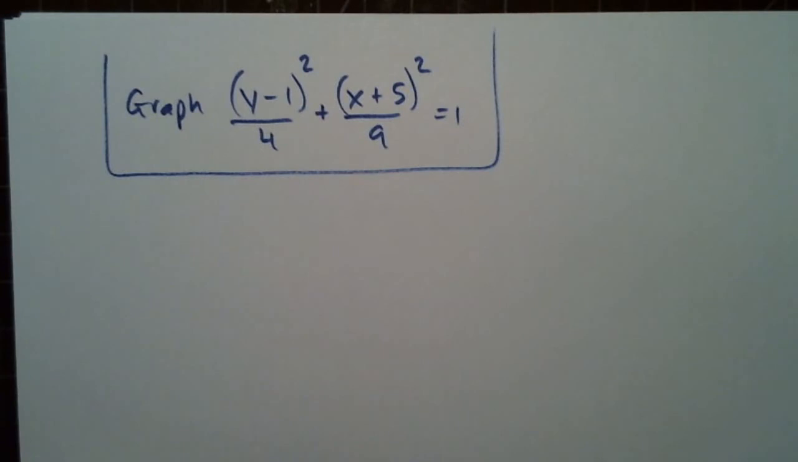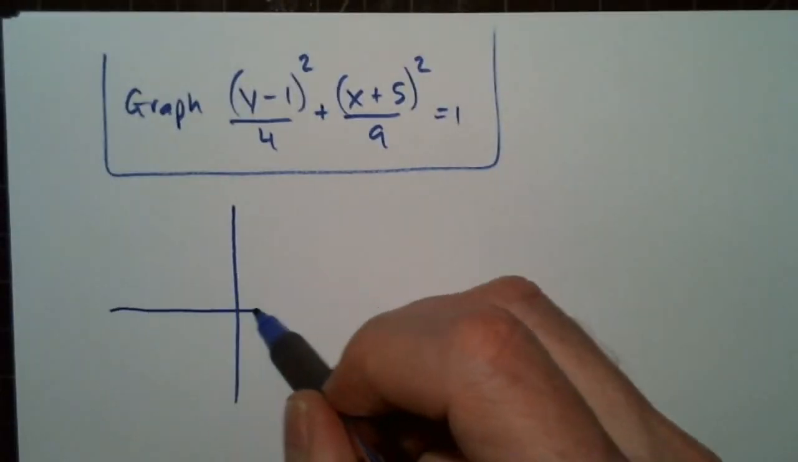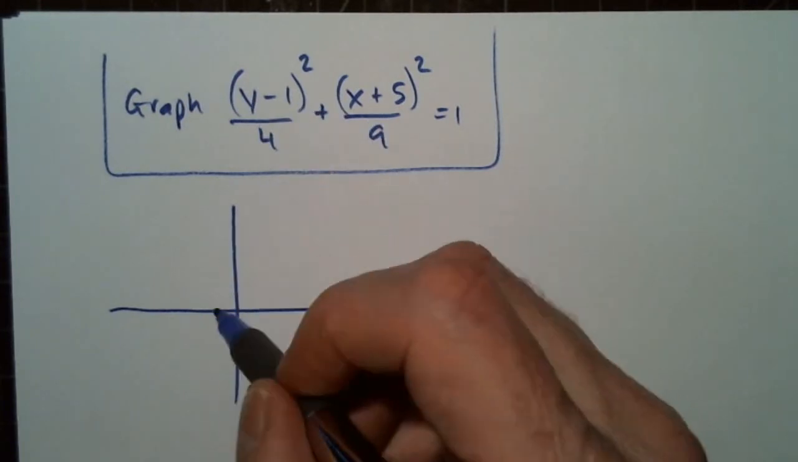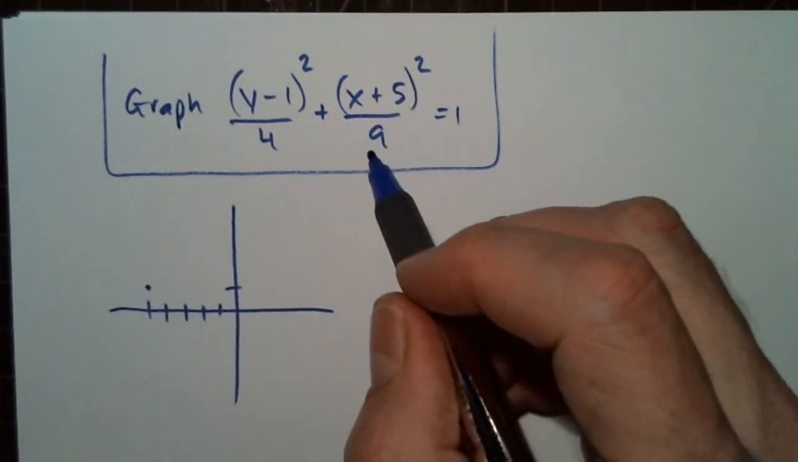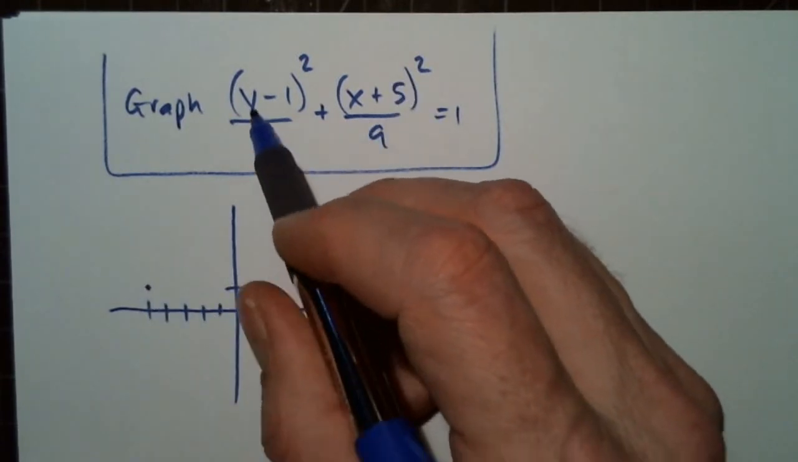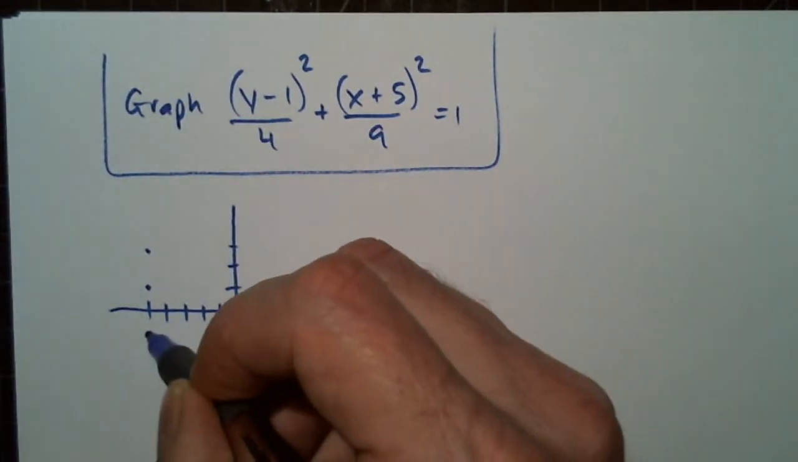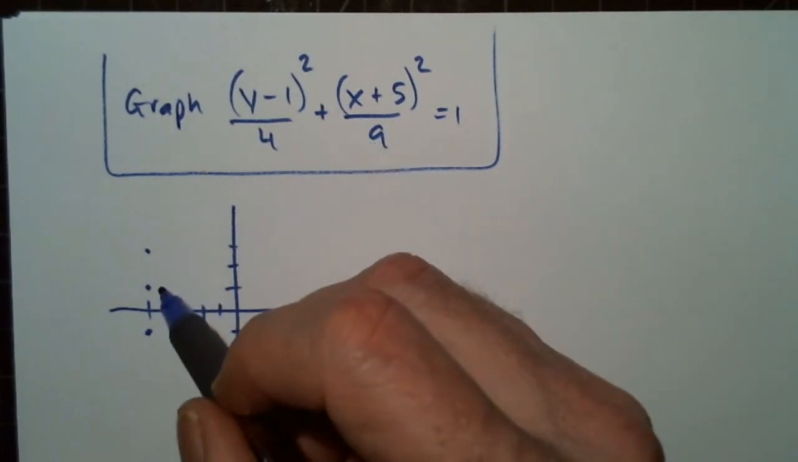Pause the video and try that one. We're going to move left 5, up 1. And then we're going to move 2 vertically. We're going to move 3 horizontally.